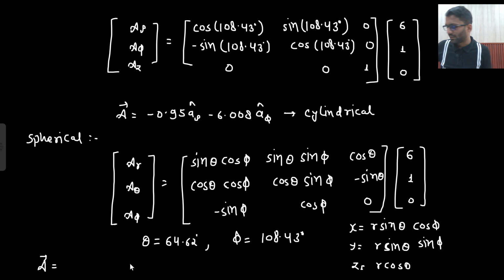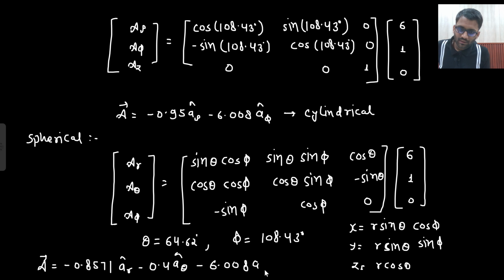So you are going to get minus 0.8571 aR cap, minus 0.4 aθ cap, minus 6.008 (R, θ, φ) cap.